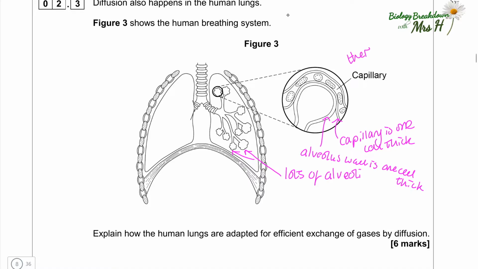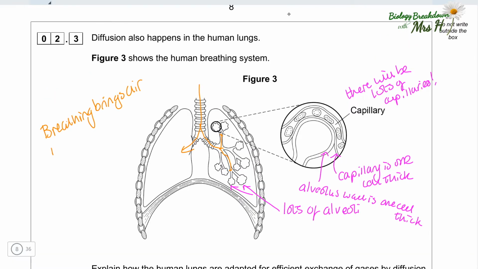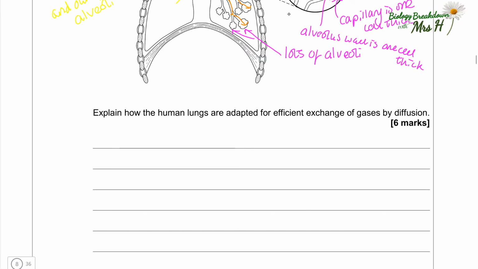Also, there are going to be loads of capillaries as well, and breathing in brings air into the alveoli, which gives us the fresh supply of oxygen, and breathing out is going to remove the carbon dioxide. Breathing in helps to maintain the concentration gradient from the alveoli into the blood. Breathing out helps to maintain the concentration gradient for the carbon dioxide to diffuse out of the blood and into the alveoli and then out completely. So let's write as many points as we can fit on these lines given.